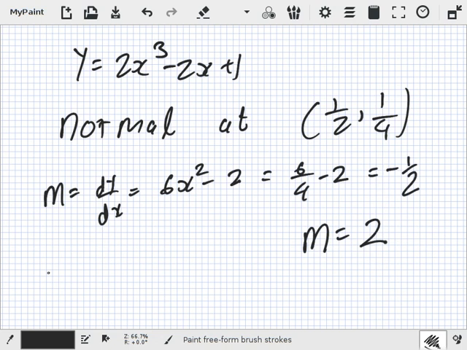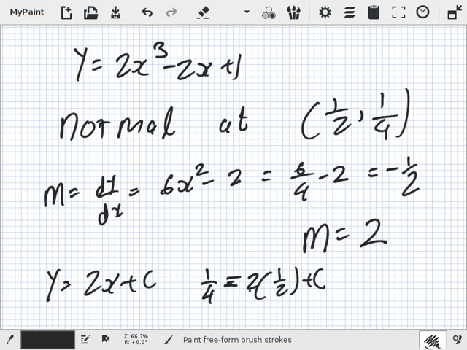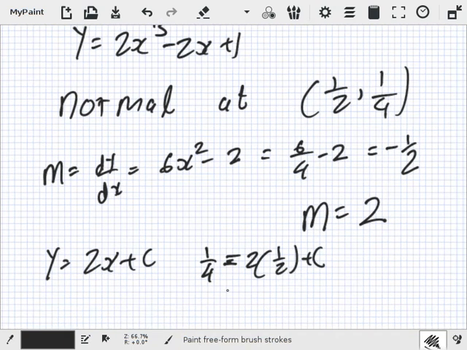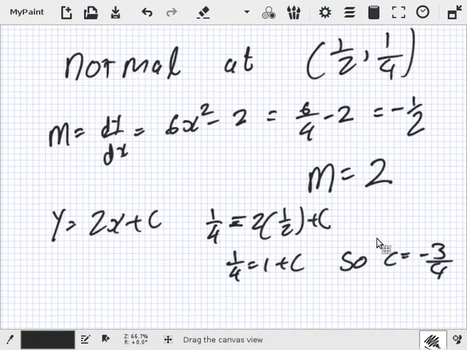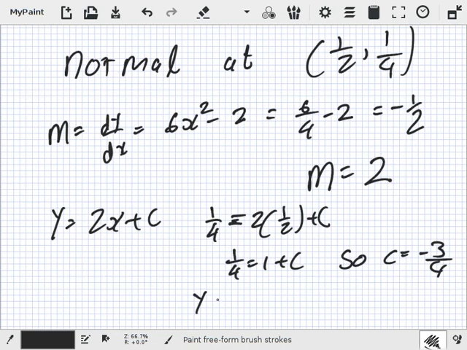So you have y equals 2x plus c. I use my point. So I get a quarter equals 2 times a half plus c. So I get a quarter equals 1 plus c. So c equals minus 3/4. So I get y equals 2x minus 3/4. Did you get that?